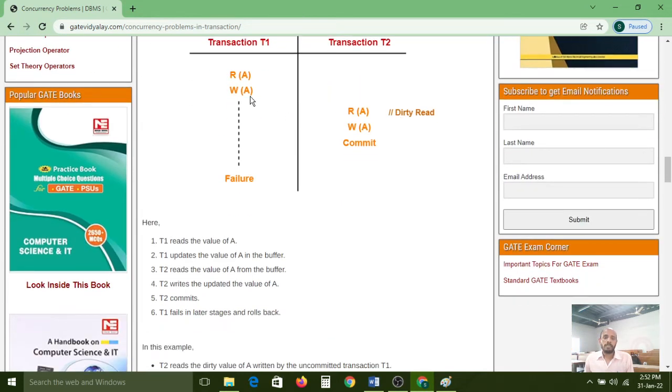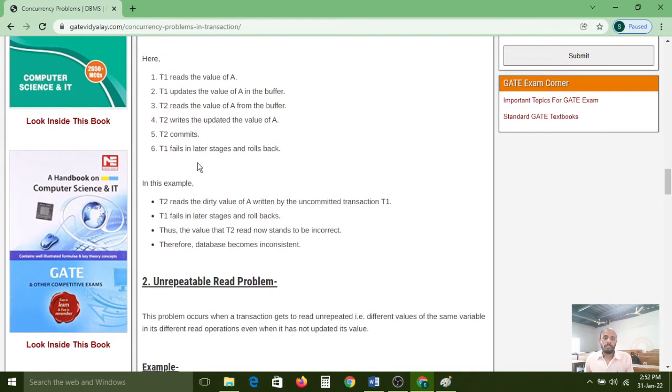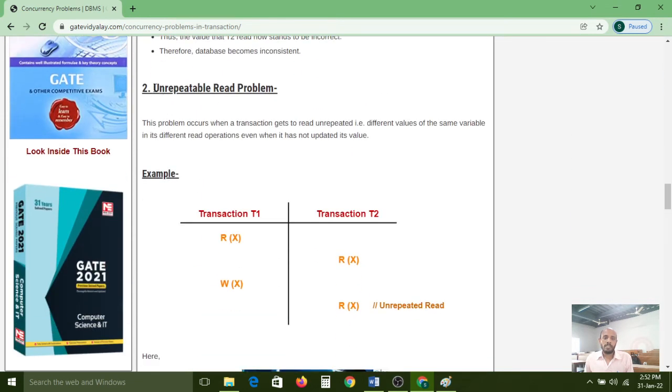Got it? Read A, read on failure of this transaction. Same diagram I have given here. And if it is a commit transaction. Next, the second one is what?